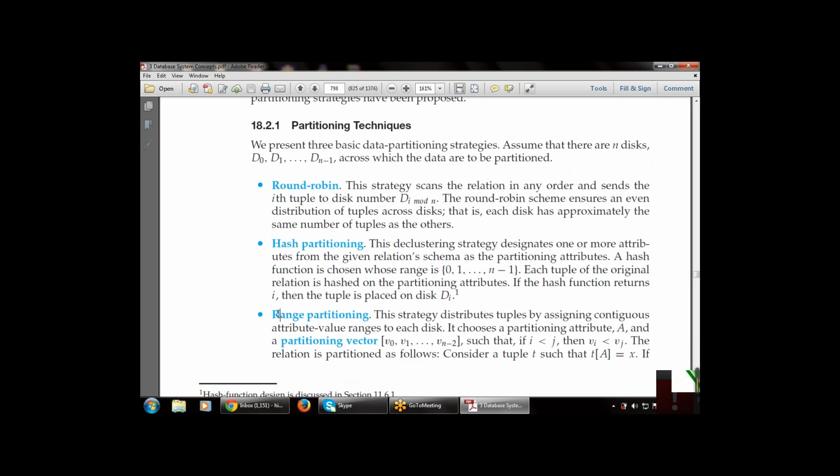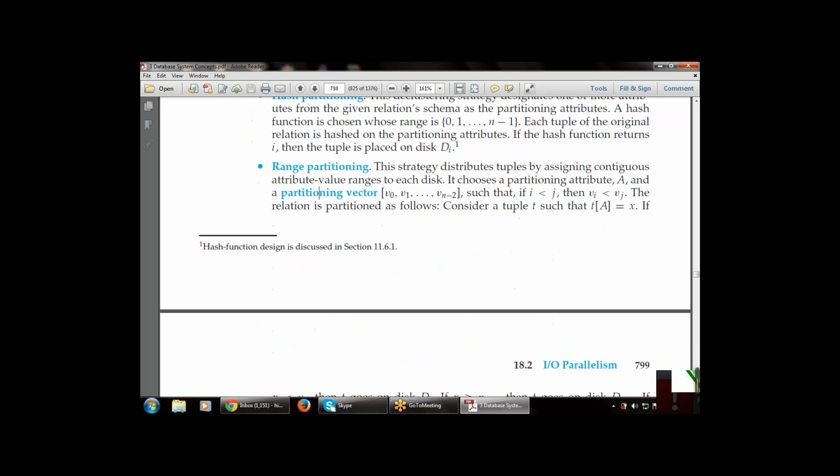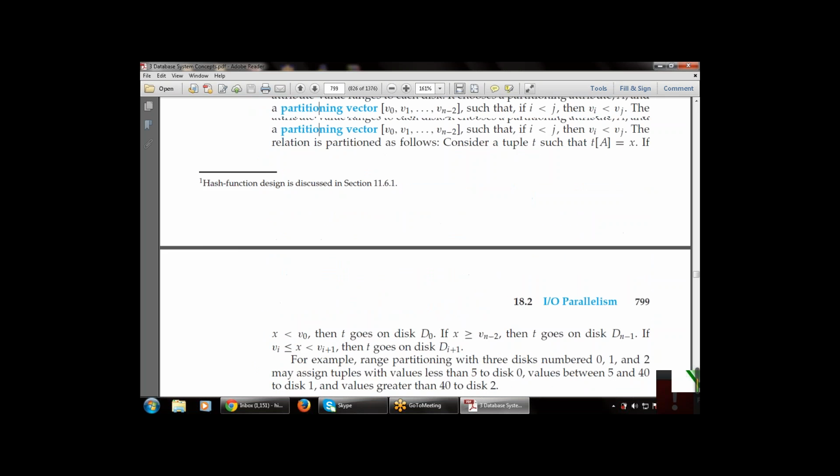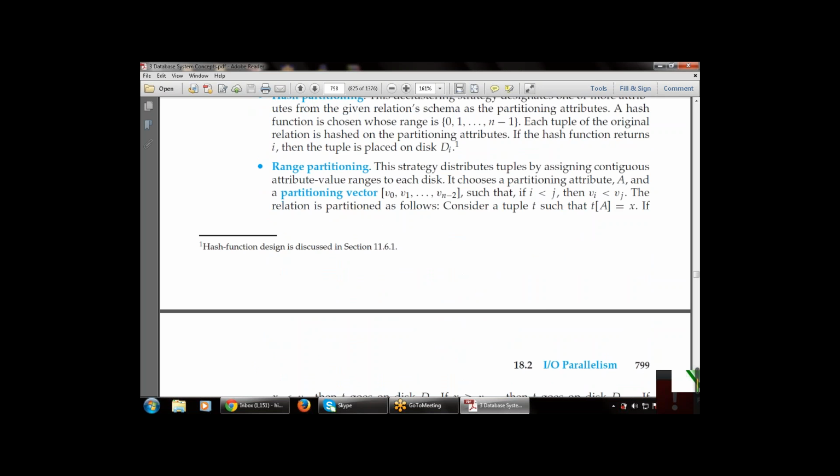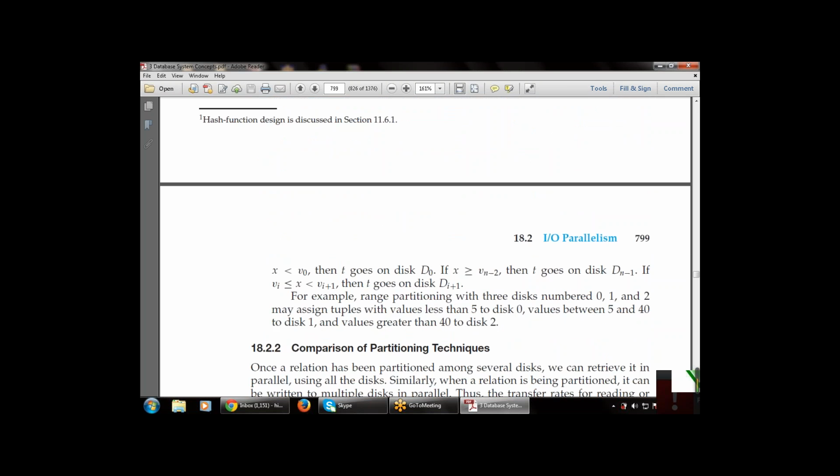Then there is range partitioning. One is hash partitioning, and the next is range partitioning, which divides the tuples among various ranges. It chooses a partitioning attribute A and a partitioning vector such that if i is less than j, then Vi is also less than Vj, and the relation is partitioned as follows. This is one example of how the relation will be partitioned.